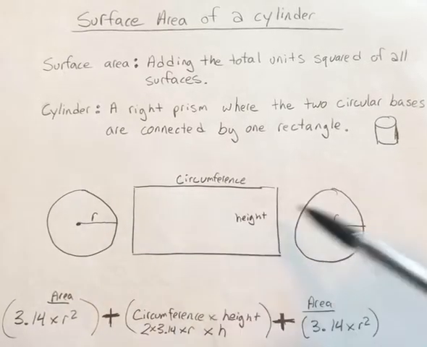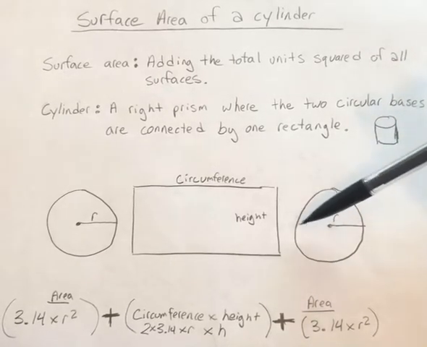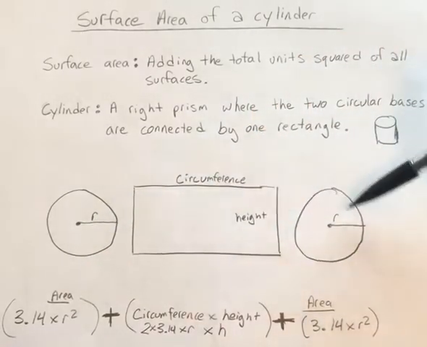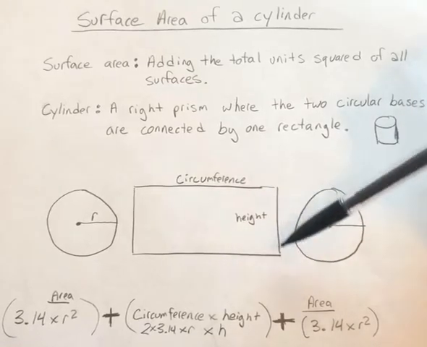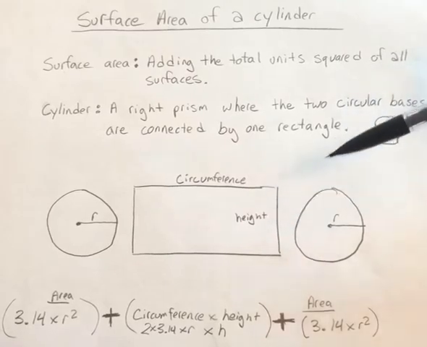So three separate parts. In order to actually solve a problem like this, you'd need to have the radius or the diameter. Remember, both circles are the same. If you have the diameter, you would just cut it in two to find the radius. You would also need the height or length of your rectangle.